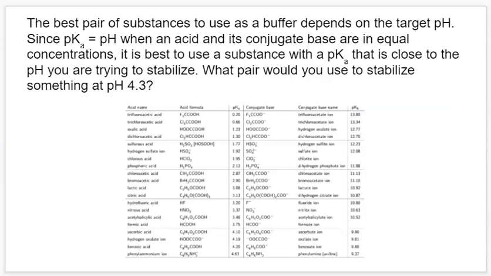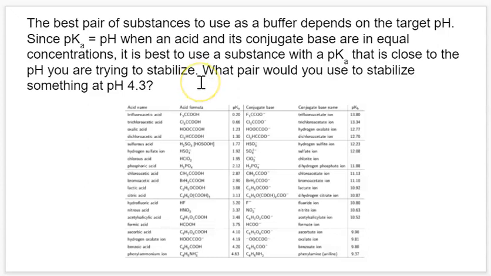So the best pair of substances to use as a buffer is going to depend on what pH you want to stabilize your solution at. Since we saw that the pKa is equal to the pH when an acid and its conjugate base are in equal concentrations, it's going to be best to use a substance with a pKa that is close to the pH you're trying to stabilize. Because at that point, you're going to have equal amounts of the acid and the conjugate base, or the base and the conjugate acid, that will be able to neutralize either added acid or added base.